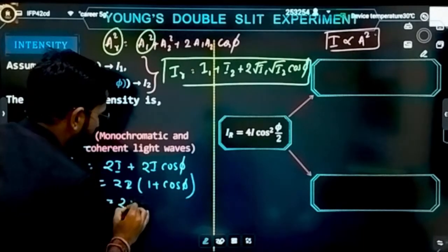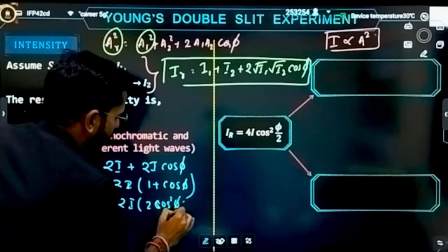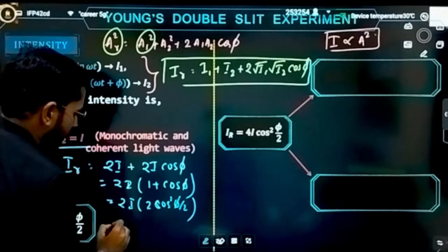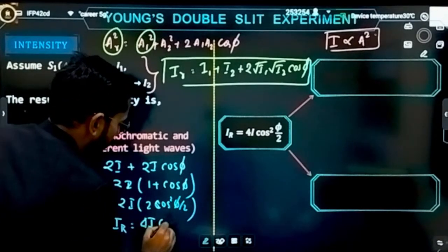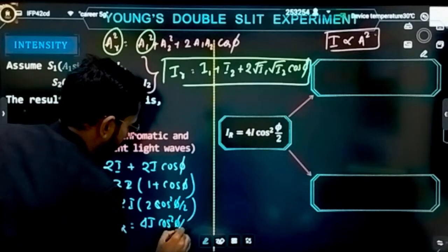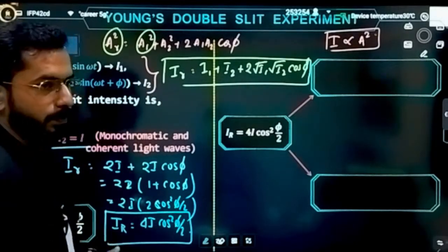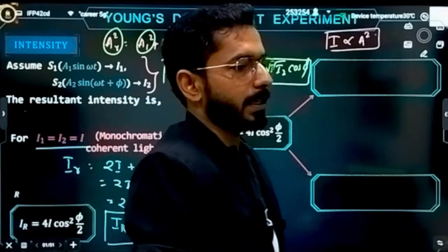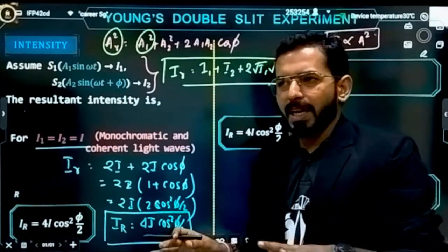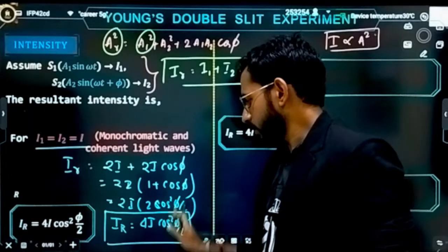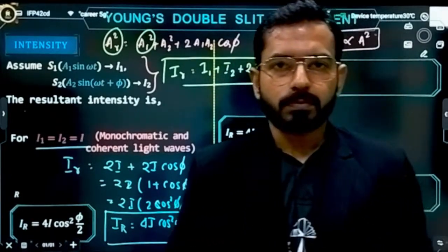Now tell me, what can you write for 1 plus cos phi? It will become 2 cos square phi by 2. That means finally you can say that the resultant intensity is equal to 4I cos square phi by 2. This is what you are going to write. If I1 and I2 are equal, equal to some I0 or I, the resultant intensity is going to be 4I into cos square phi by 2.